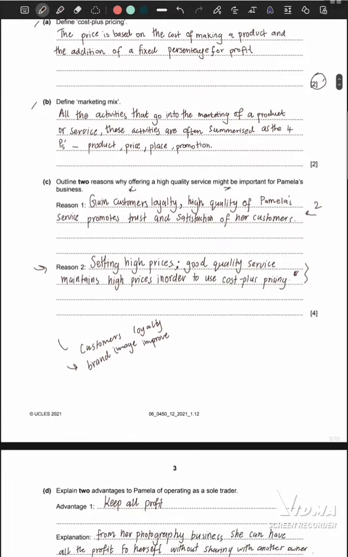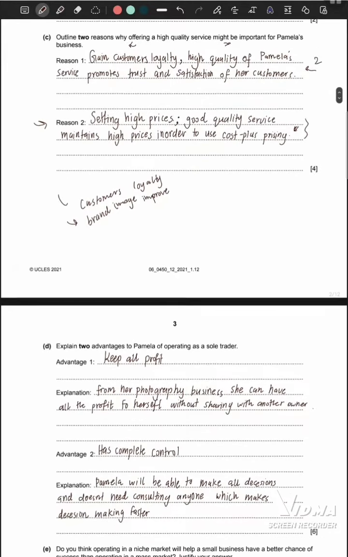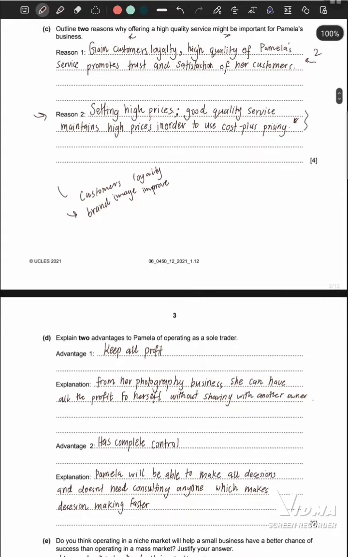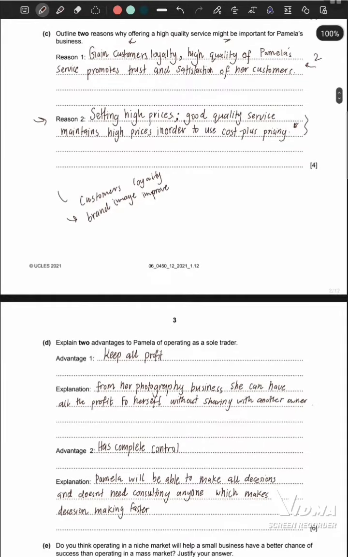Our last question for this, oh no, not the last question, is D. Okay, we still have one more for this first question. So part D is to explain 2 advantages to Pamela of operating as a sole trader. Now this is pretty simple. It is in your textbook.